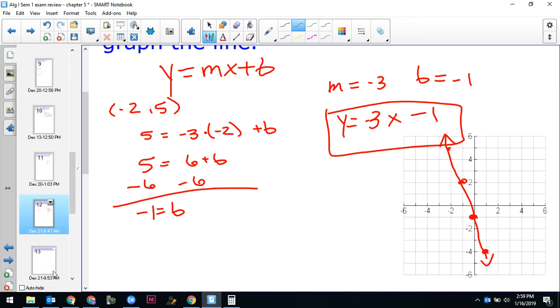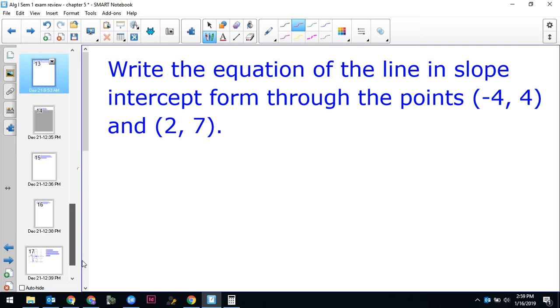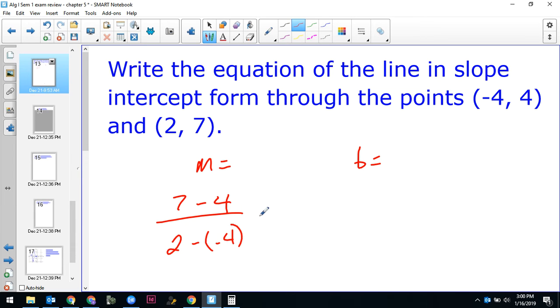Okay. A couple more problems. By a couple, I mean a lot. All right, write the equation of the line in slope-intercept form through those 2 points. All right, first thing I've got to do, again, slope-intercept requires us to get the slope and the intercept. And I don't even know my slope this time. So I take y minus y over x minus x. So we get 7 minus 4 is 3. 2 plus 4 is 6. Oh, look at that. Reduces nice and easy down to 1/2.